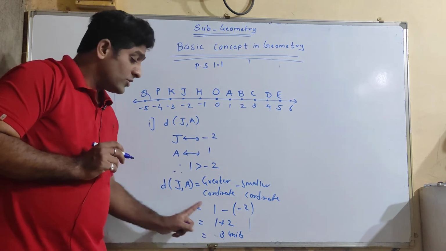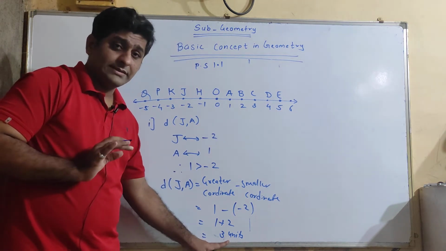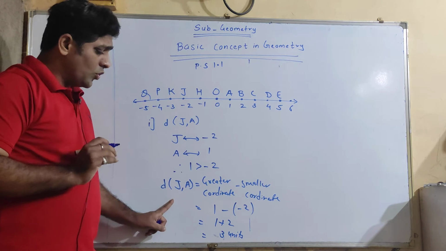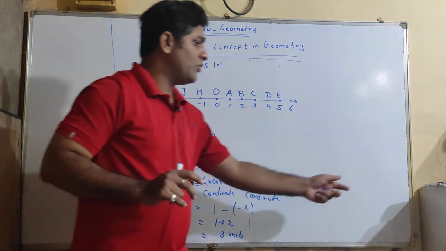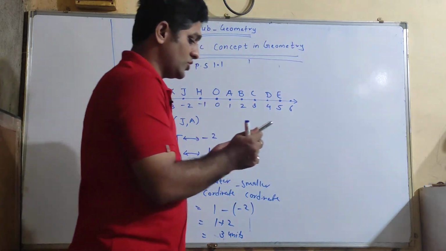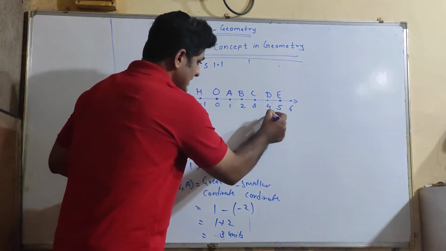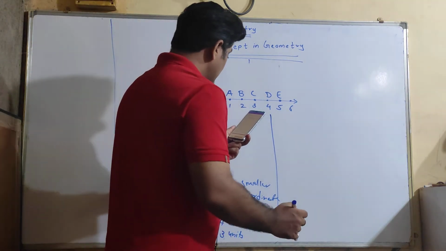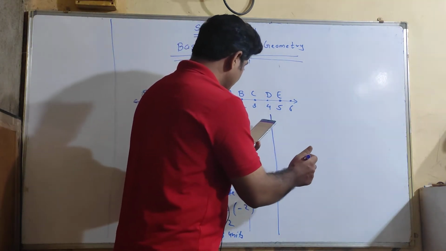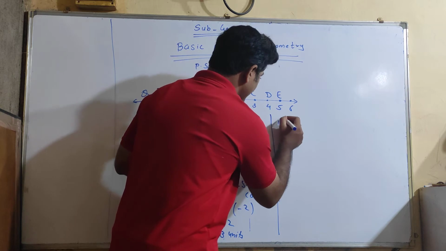So this is 3 units. This is how we are going to find the distance. Is it clear? Again, what do we observe, students? Distance is positive. Let's see what is the next distance that we are supposed to find. Let's take the next example, students. Let's say it is distance PC.